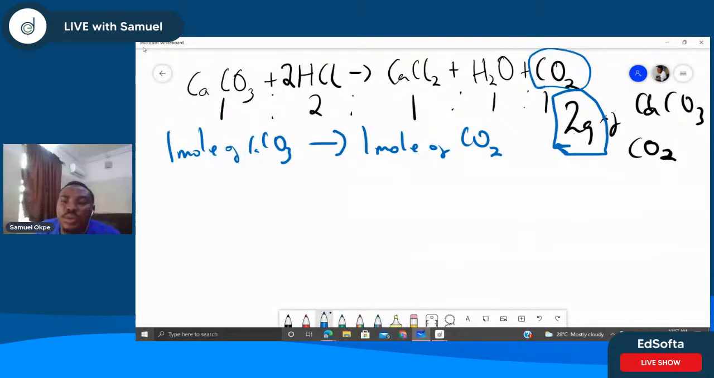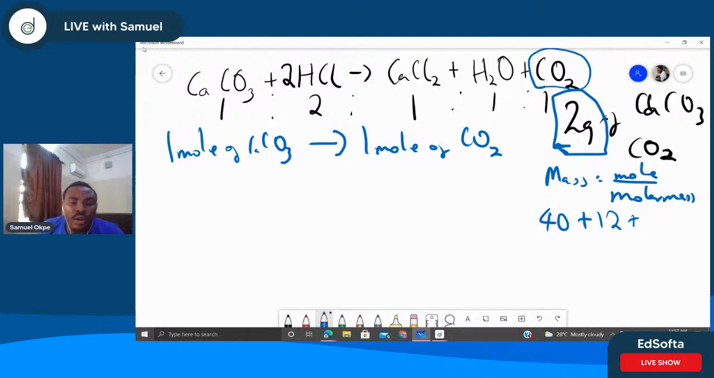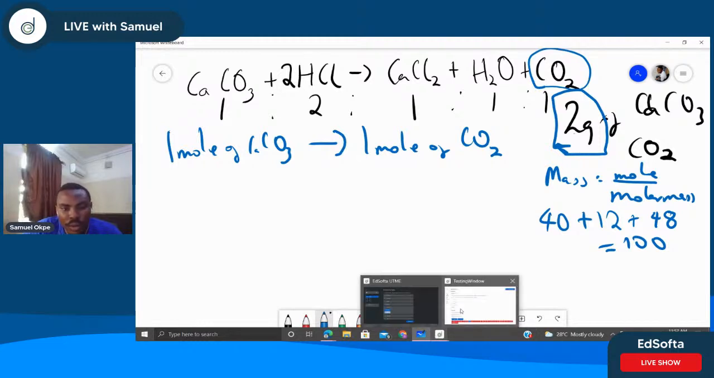Changing the 2 grams to mole means we are going to do what? We know that mass is equal to mole over molar mass. So what is the molar mass of CaCO3? The molar mass of CaCO3 is obtained by adding the mass numbers of all the elements together. For calcium we have 40, for carbon we have 12, and for oxygen we have 48. At the end of the day, we have 100.